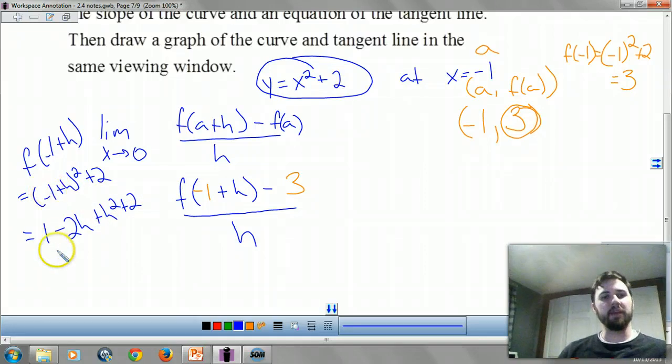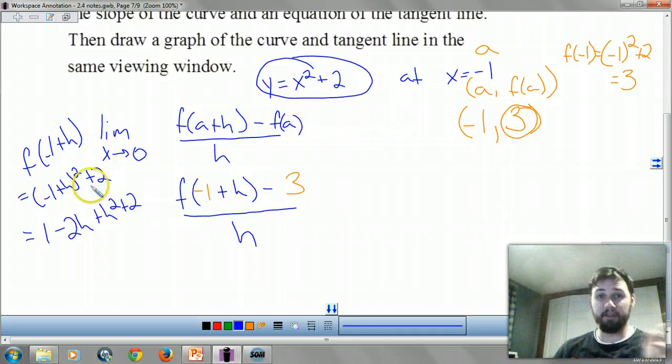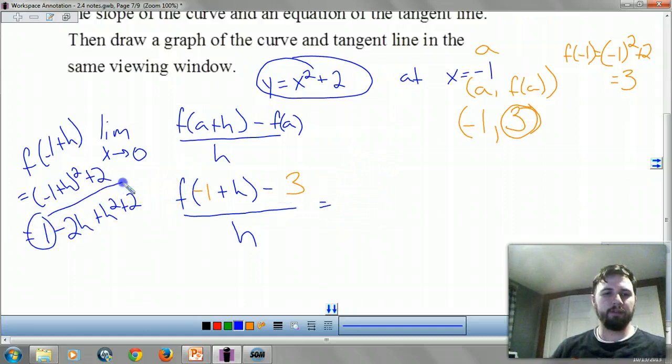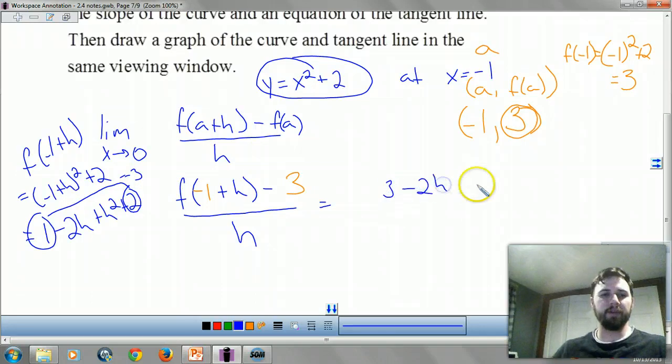FOIL, guys. -1 times -1 is 1. -1 times h is -h. -1 times h again is -h, and h times h is h squared. You should have that stuff in your memory banks by now. So if I want to rewrite this, 1 plus 2 is 3, so I can write this as 3 minus 2h plus h squared, minus 3, all over h.